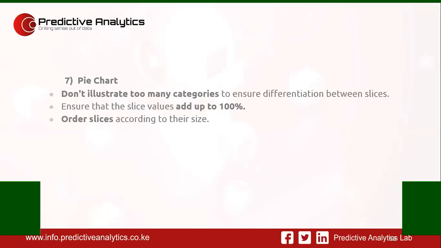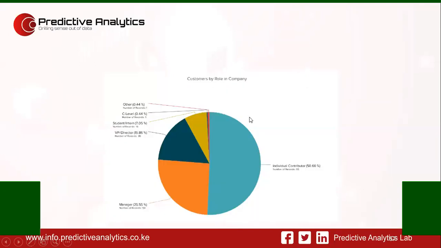We find that most of the time this is automatically done by the library that you are using. It usually orders slices according to their size. So this is an example of a pie chart. You can see that if you add the percentages here, they should add up to 100. So it shows composition. That's a pie chart.